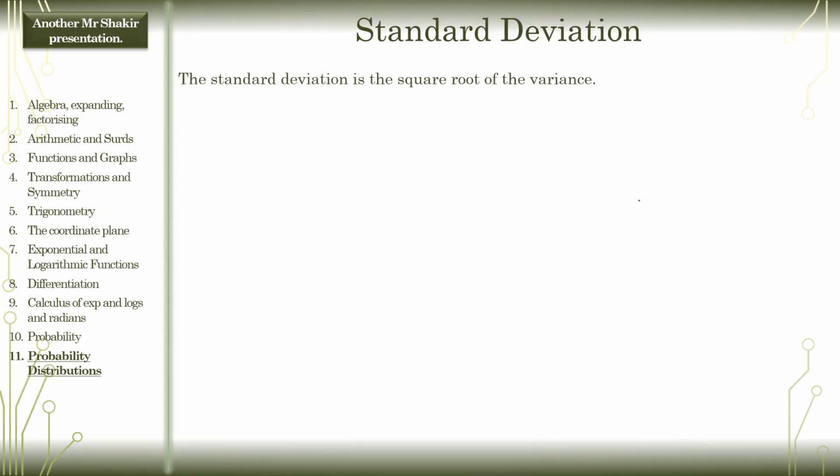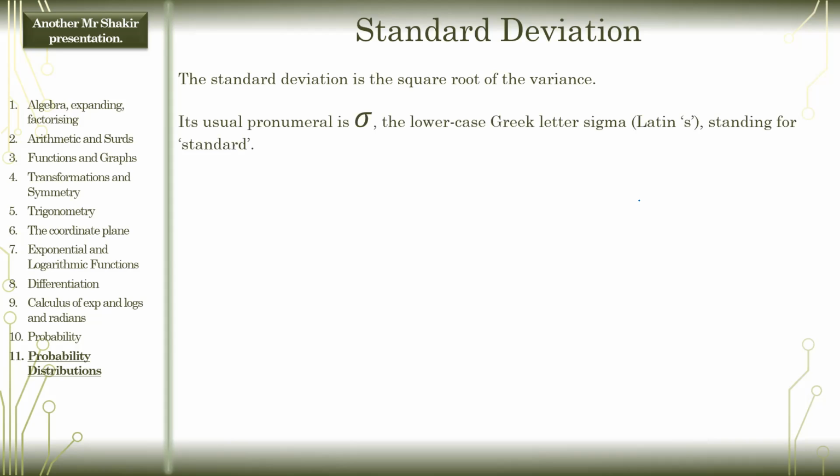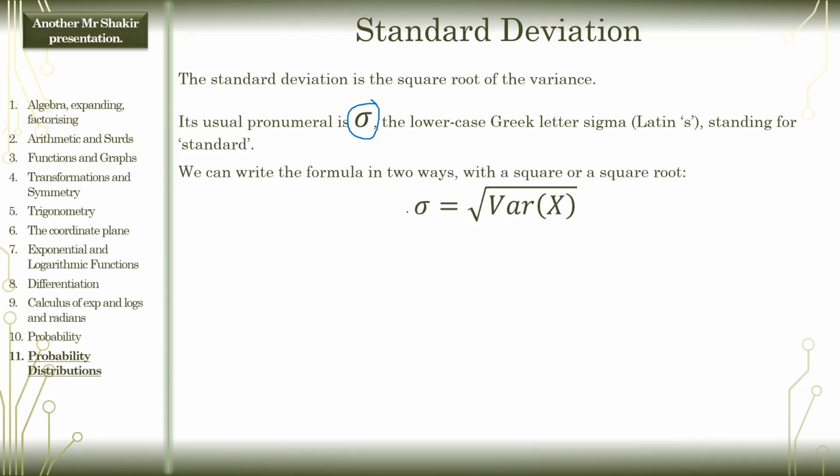All right, standard deviation. Now move from variance to standard deviation. The two are linked. Standard deviation is the square root of the variance. That's it, simple definition. We write standard deviation using lowercase sigma, S for standard. You can write this in two ways: sigma is equal to the square root of variance of x, or sigma squared is variance of x. They're the same thing, really.